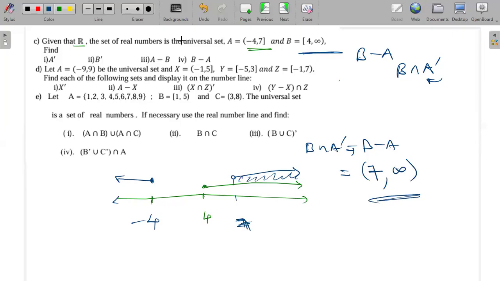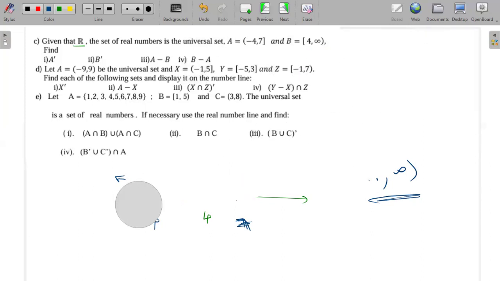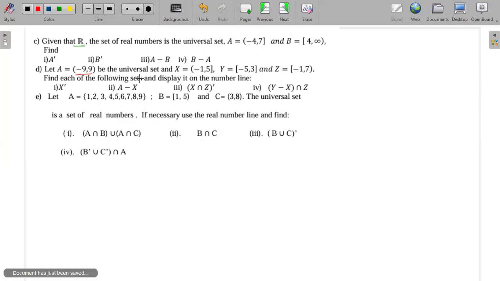Okay, so let's do the next question. So the next one is saying let A be the universal set. So A is our universal set, and it's running from -9 to 9, where -9 and 9 are not part of the set itself because they are open on both ends. And we have x there, which is from -1 to 5, closed at 5. Then y closed on both sides, -5 and 3, and z there. They're saying find each of the sets and display it on a number line.